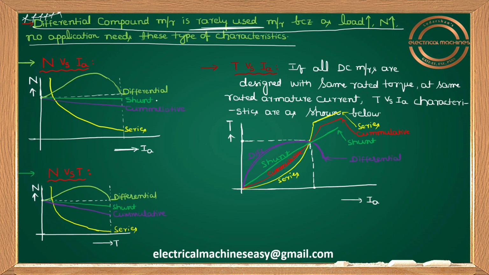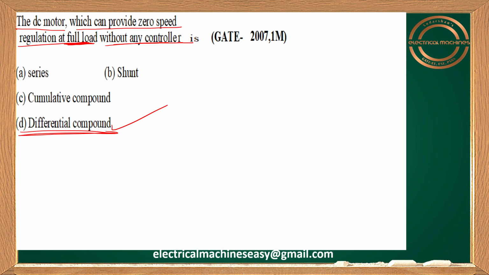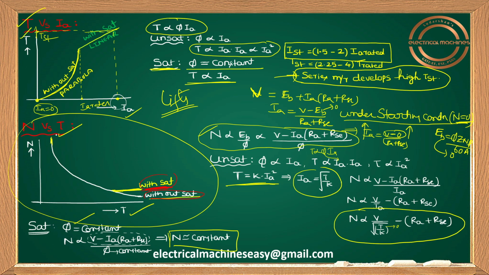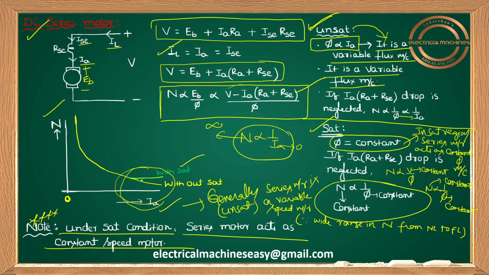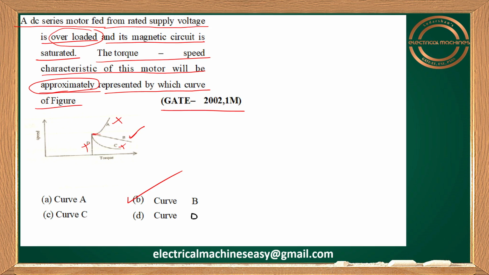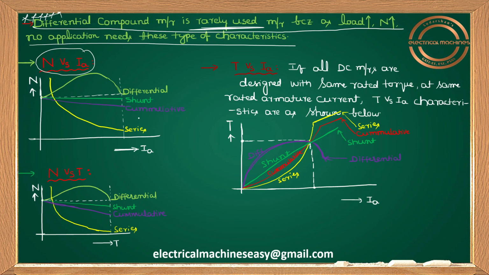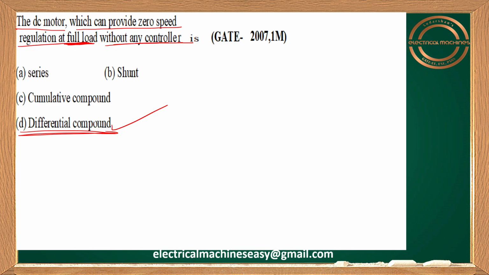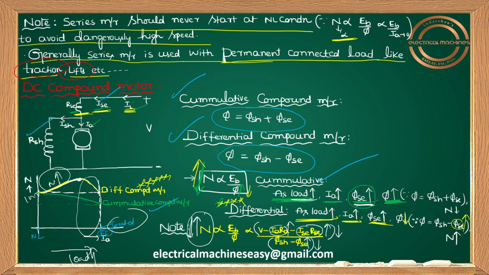Okay, right. And if you observe clearly, I am showing the N versus Ia graph for all motors in only one graph. In the N versus Ia curve, for the series motor it is a rectangular hyperbola. I already explained. Let me show you once again, guys. Yes, this one, N versus Ia, means this graph. This graph only I am showing here. And for differential, just now I told you, yes, it is increasing and reducing.